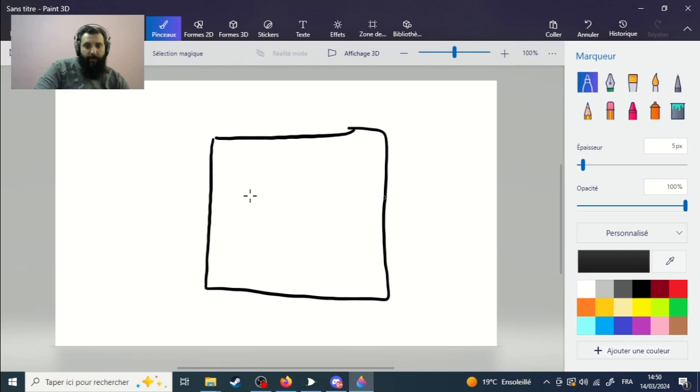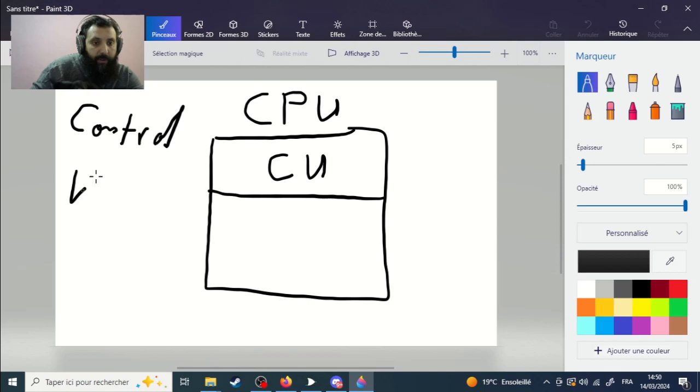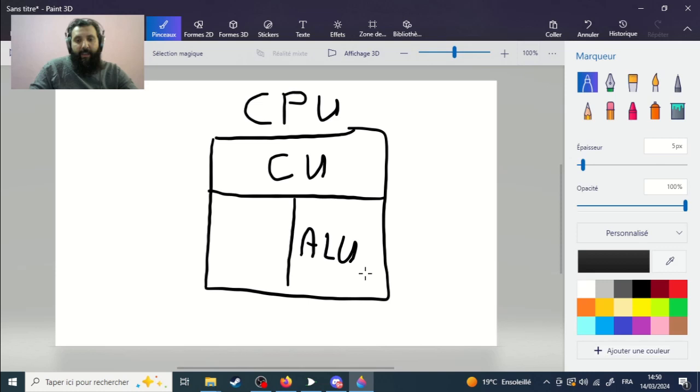Inside the CPU we have what we call the CU, the control unit. This is a processor. This is a CPU. All of this is a CPU. Inside the CPU, we have the CU, control unit. And we have the second part, the ALU, arithmetic and logic unit, the part responsible for the calculation of arithmetic and logic operations, and we have the data path.